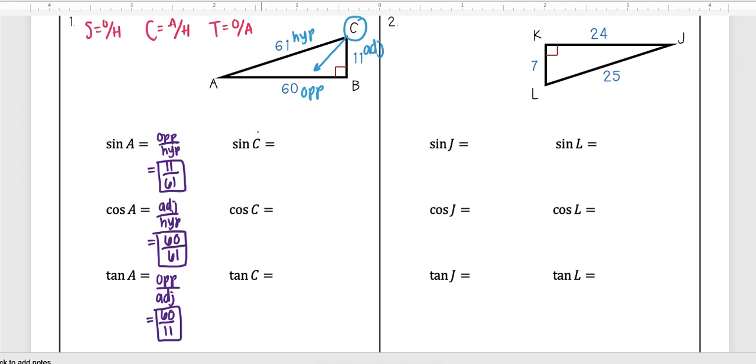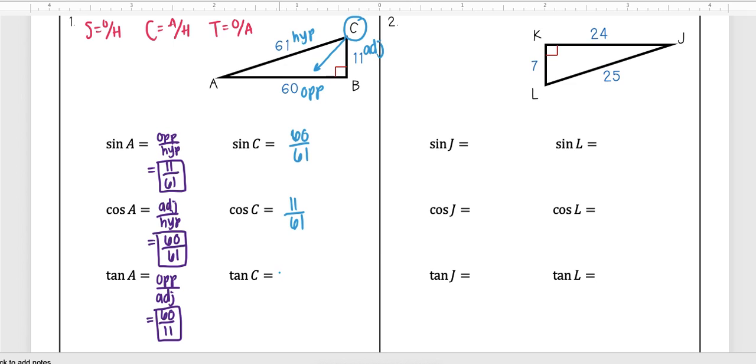So I know with sine, that's opposite over hypotenuse. Well, my opposite side I labeled as 60. My hypotenuse is 61. Cosine, I know, is adjacent over hypotenuse. Well, I labeled my adjacent as 11. And then my hypotenuse is 61.